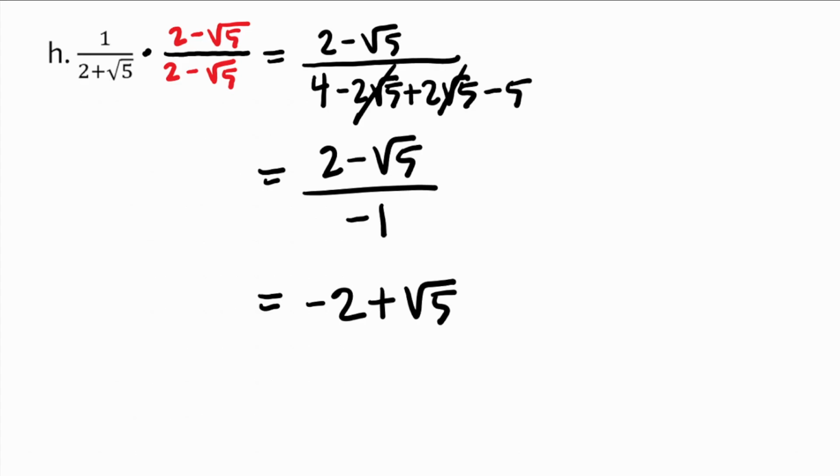And the fact that 1 over 2 plus the square root of 5 ended up being negative 2 plus the square root of 5 is just a coincidence. That's not something that's going to be true in general. I think it's mostly because of the fact that 2 squared minus the square root of 5 squared happened to be negative 1. That was coincidental.